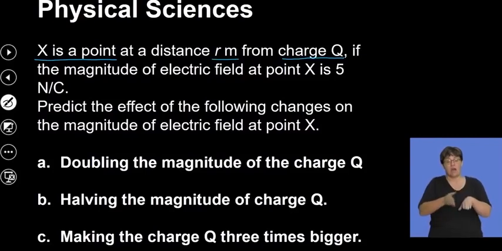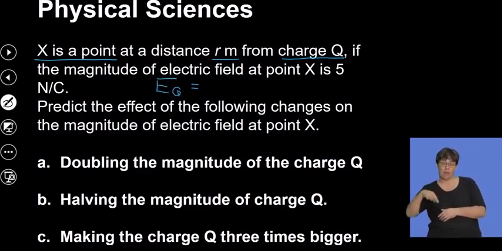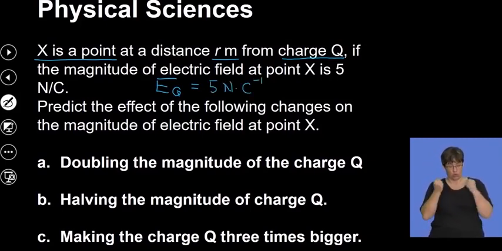If the magnitude of the electric field at X is 5 newtons per coulomb, so we're saying E at point X, or E due to Q at point X, is equal to 5 newtons per coulomb. Once again, that's the magnitude. Whatever the direction is, for now, we're not interested in that. But remember, electric field at a point is essentially a vector quantity, right?